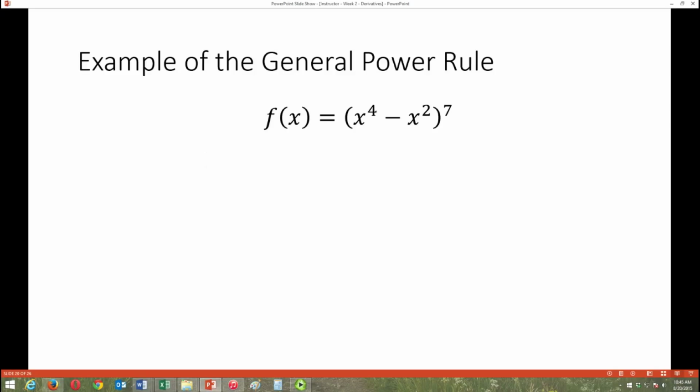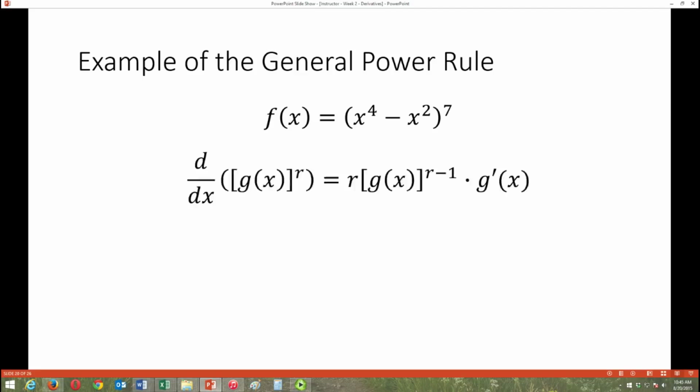Let's look at an example. F of x equals x to the fourth minus x squared, all to the seventh power. Remember, our rule states the following for the derivative of g of x to the r power. We bring down our r, g of x to the r minus 1 times g prime of x. We take the derivative of the outside exponent. This gives us 7 times the quantity x to the fourth minus x squared to the sixth power. But we now have to multiply that answer by the derivative of what is inside.